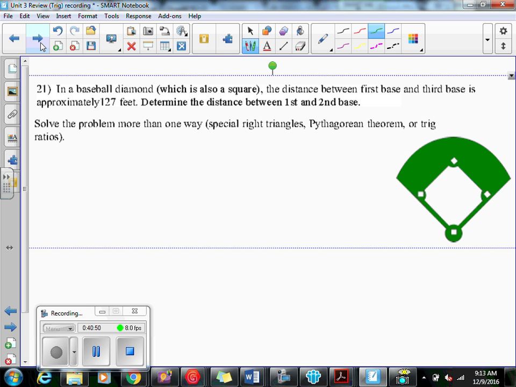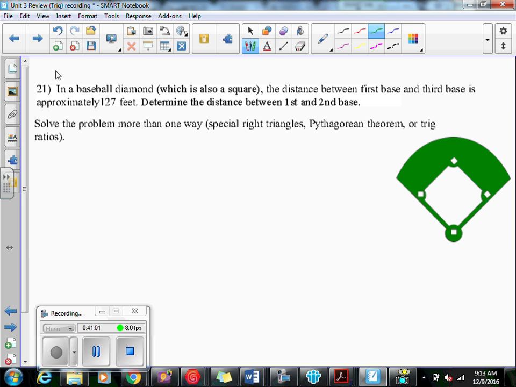All right, quick explanation for number 21. They're telling you that in this baseball diamond, which is also the shape of a square, the distance between first base and third base is approximately 127 feet. And we want to determine the distance between the first base and the second base.